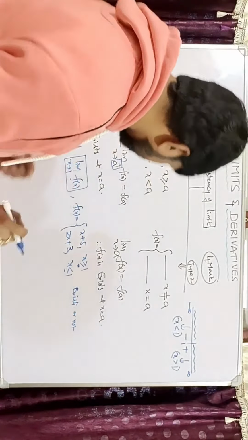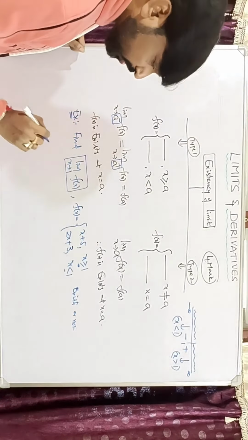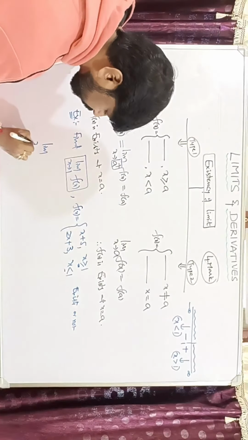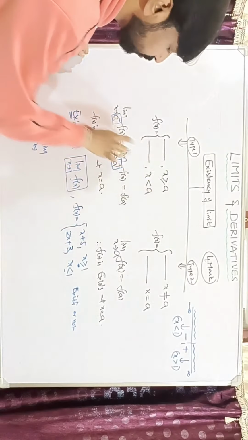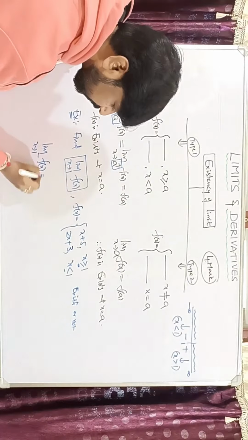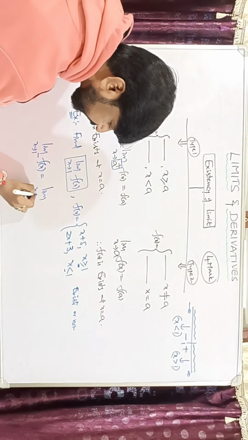Clear? Understand? Now coming to the next. This concept is type 1. Limit x tends to 1, you are going to check according to type 1, you are going to check 1 minus f of x. Clear? This can be written as limit x tends to 1.